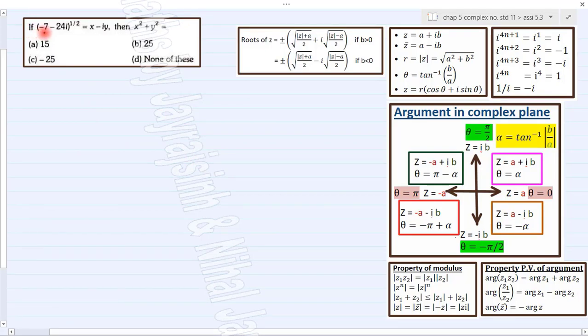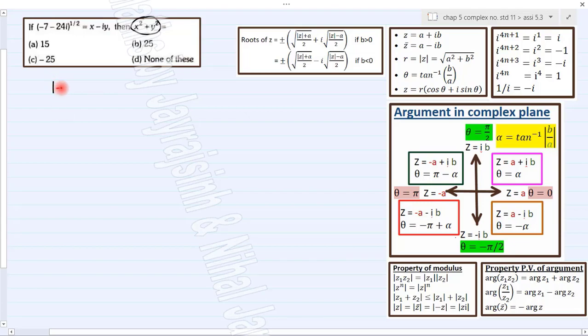Here it is given that root of (minus 7 minus 24i) is x minus iy. So if we find out the root of the left hand side, by comparing real part and imaginary part, we can get x and y. But actually we have to find out x square plus y square. So to get x square plus y square, let's take the modulus on both sides. So we will get mod of (minus 7 minus 24i) raised to 1 by 2 is equal to mod of (x minus yi).